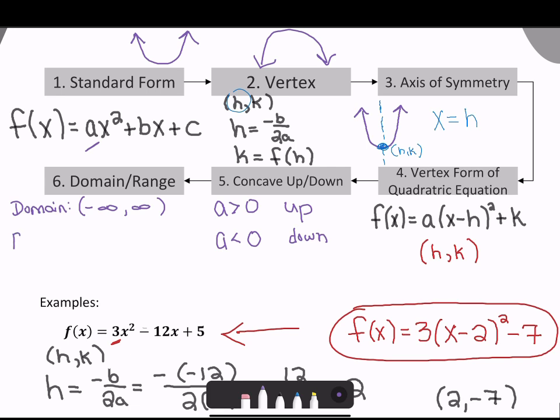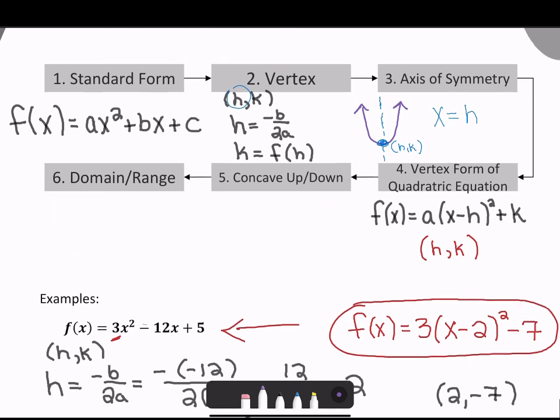Now, your range is when things change. And it depends on if it's concave up or concave down. Now, if you have a parabola that's concave up, like this one right here, then your range is going to be whatever your K value is to infinity. The K value really helps you understand what your range is going to be. This is only if your A is greater than 0. So that's a lot of letters there.